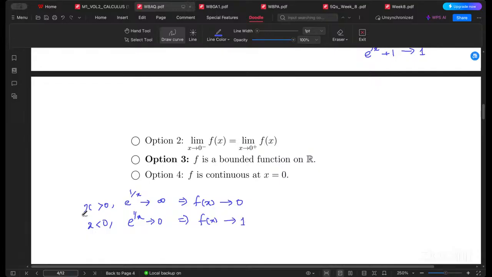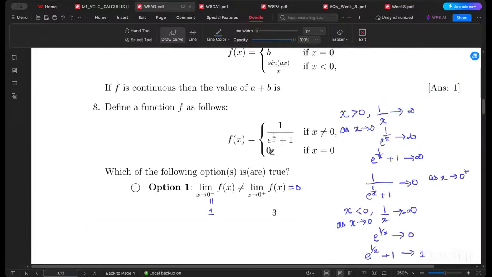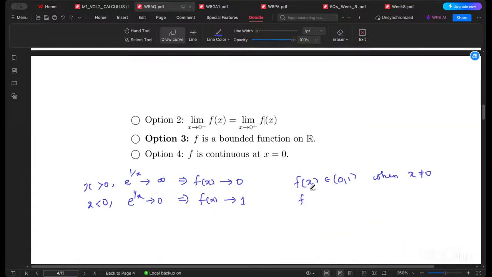For positive values, f of x is going to 0, and for negative values, the maximum value f of x takes is 1. So you always see that your function f of x takes values between 0 and 1 when x is non-zero. And what happens when x is equal to 0? The function is given to be 0.